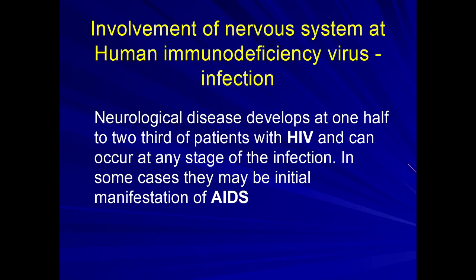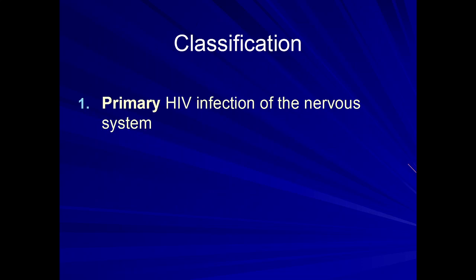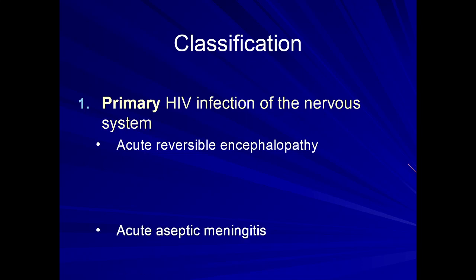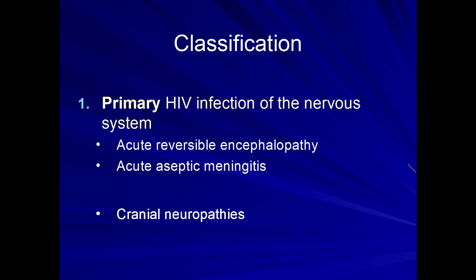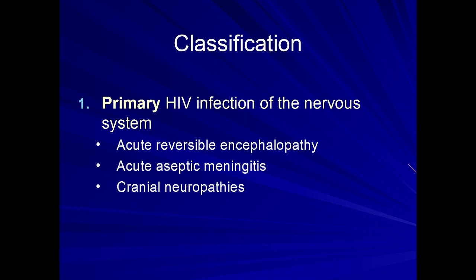AIDS: involvement of the nervous system and human immunodeficiency virus. Neurological disease develops in 1/2 to 2/3 of patients with HIV infection and can occur at any stage of the infection. In some cases, it may be the initial manifestation of AIDS. Primary HIV infection of the nervous system may include acute reversible encephalopathy, acute aseptic meningitis, cranial neuropathies, acute myelitis, inflammation of the spinal cord, and AIDS dementia.